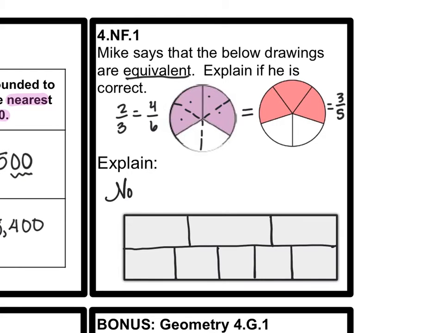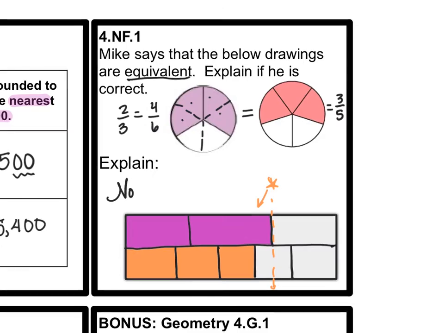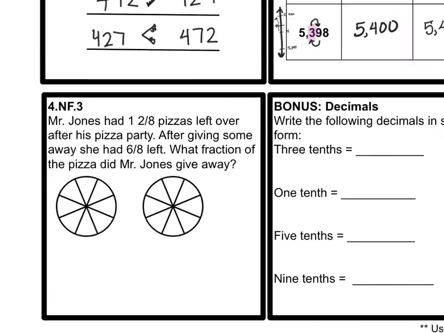And then I would show that here's my purple on the top, here's 2/3, and on the bottom I'll do orange for 3/5. When you're drawing it this way, you can see clearly that the 2/3 and the 3/5 are not equivalent. And we can prove that they're not equivalent by showing this right here. This is clearly showing that my 2/3 is bigger than my 3/5. So any way that you'd like to explain that, you can. All right, the next one.